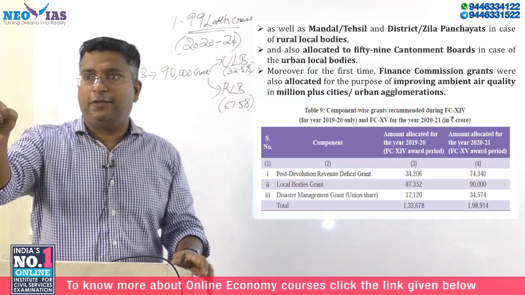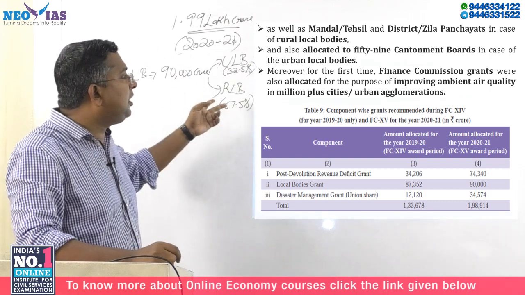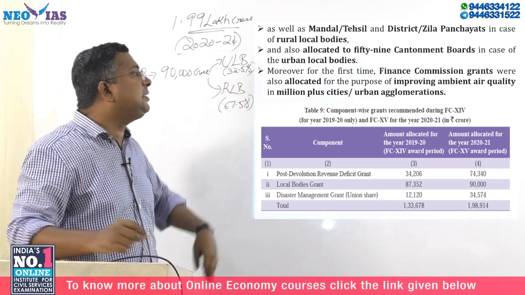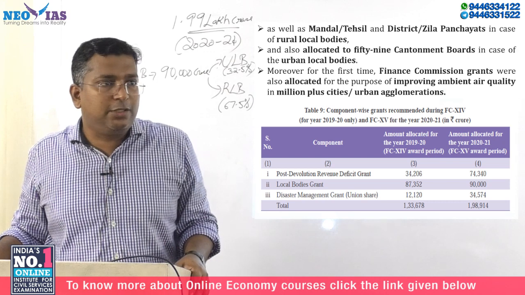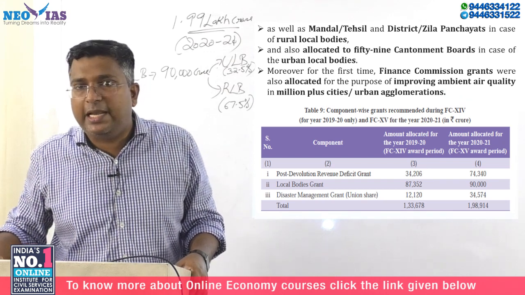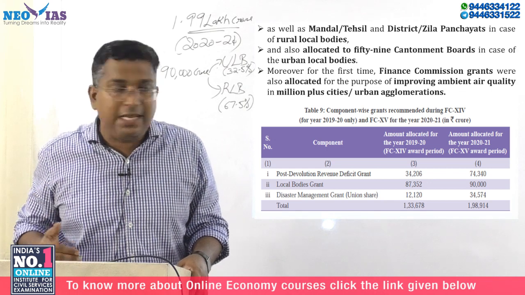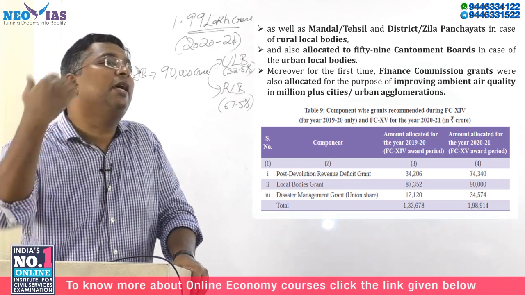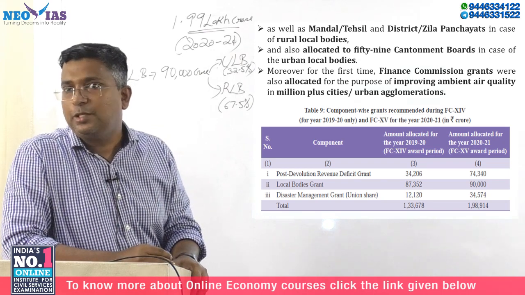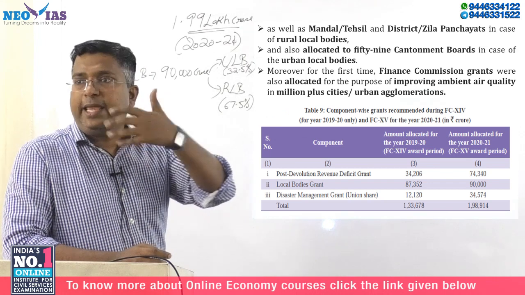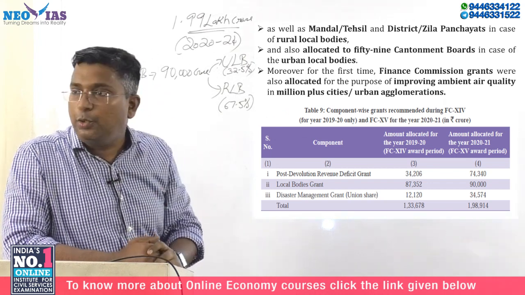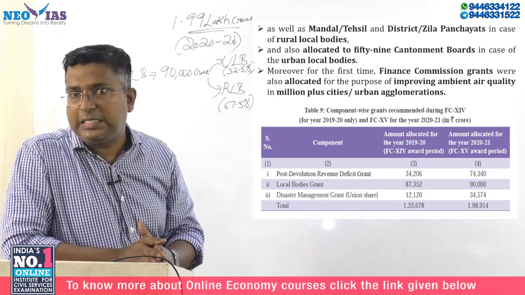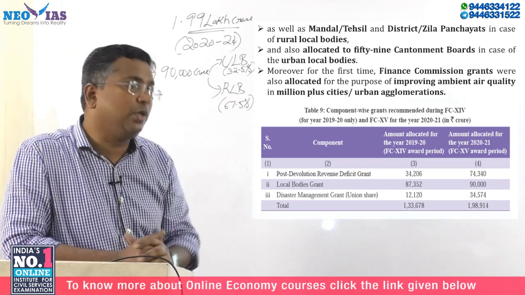Moreover, for the first time, Finance Commission grants were allocated for the purpose of improving ambient air quality in million plus cities, metro cities, cities having more than 10 lakh population. Those cities which take care to improve the air quality, for them special grants have been allotted. So if you take care to reduce air pollution, a grant has been provided. Since these are the things discussed in your economic survey, please note it so that if a question comes, you can easily answer it.